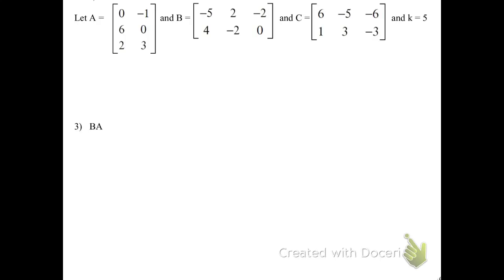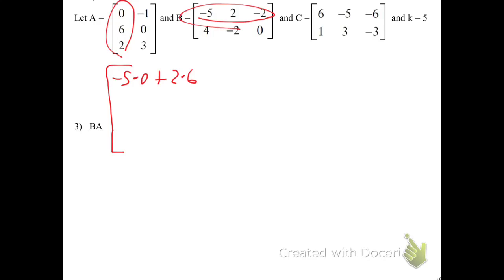We'll move on to B times A. So remember, you gotta do rows times columns. Okay? So we're gonna make it pretty big here. So take the rows times the columns. You gotta do -5 times 0. We're doing first row times first column. Plus 2 times 6. Plus -2 times 2. Yes, you have to keep going. Every row, the full row times the full column.